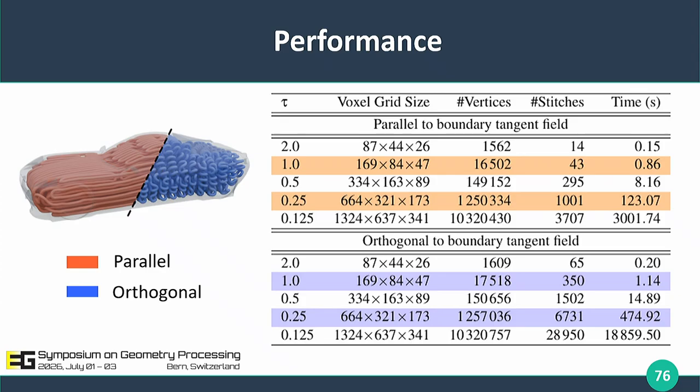And going into more performance detail, we can see that our method is overall quite fast. However, due to the volumetric nature of the problem, reducing the spacing greatly increases both runtime and memory consumption. The effect of the direction field is also quite noticeable, as the blue case requires many more stitches, which is the most expensive part of the pipeline.